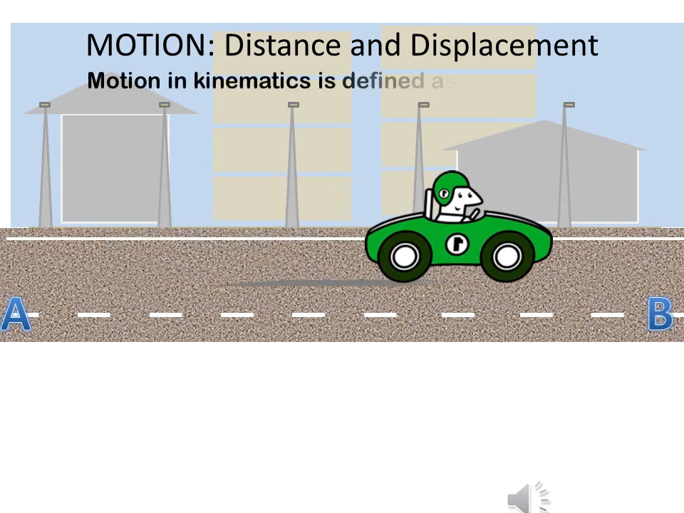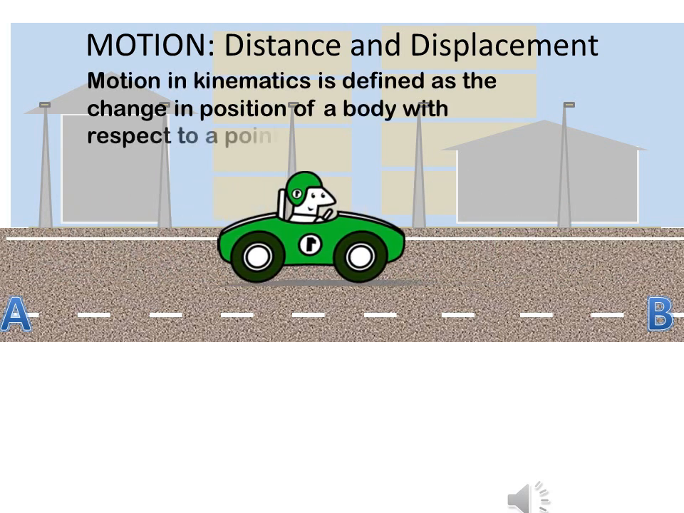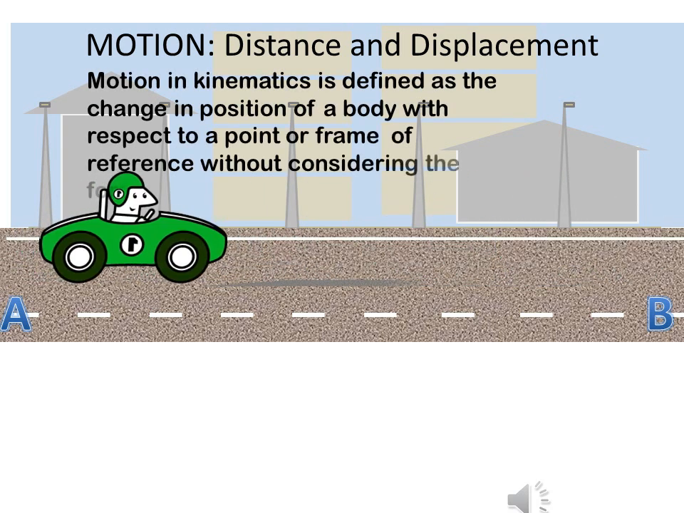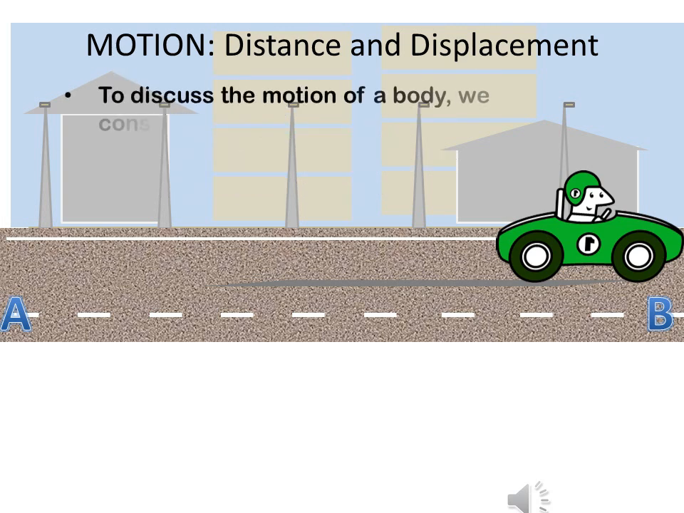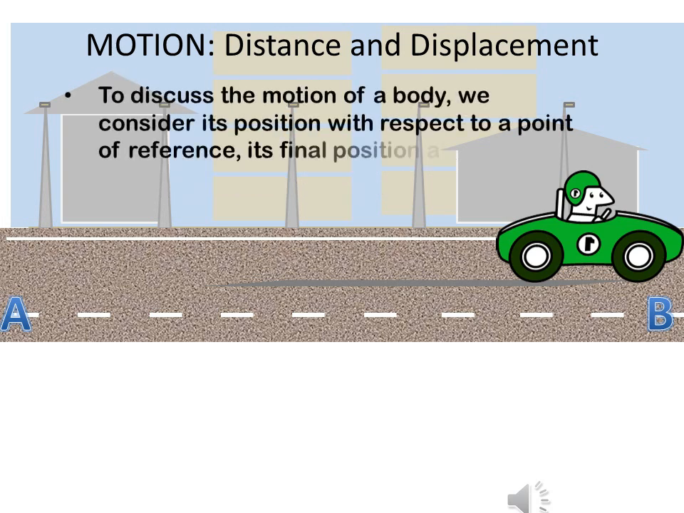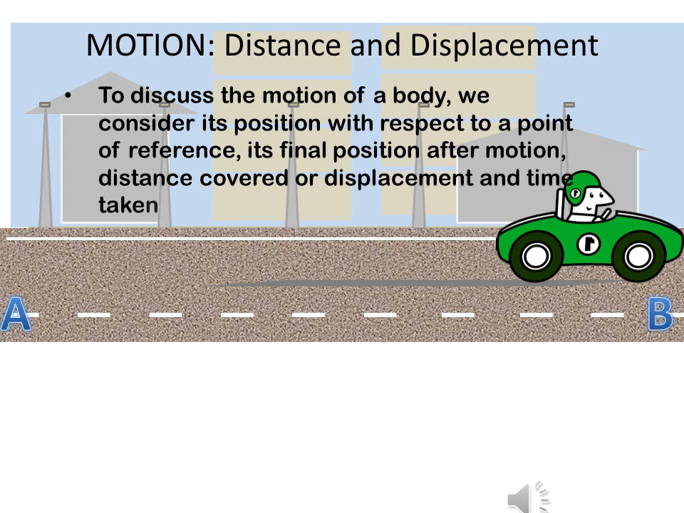Now, motion in kinematics is defined as the change in the position of a body with respect to a point or frame of reference without considering the force that caused the motion. To discuss this motion of a body, we consider its position with respect to a point of reference, its final position after motion, distance covered, or displacement, and the time taken for the motion.